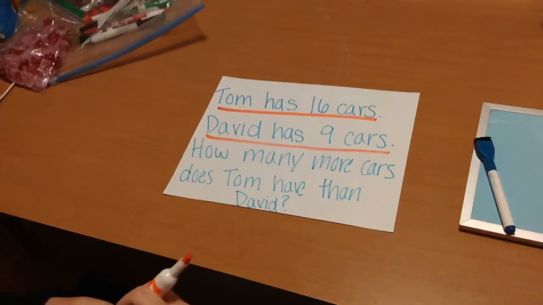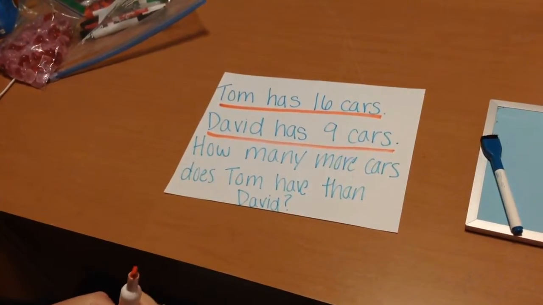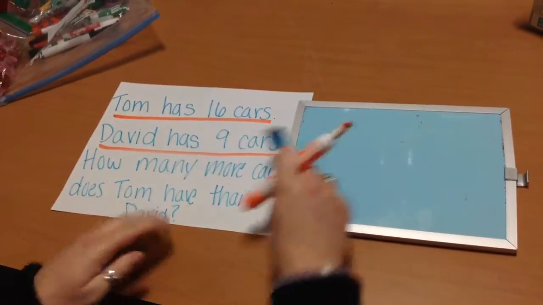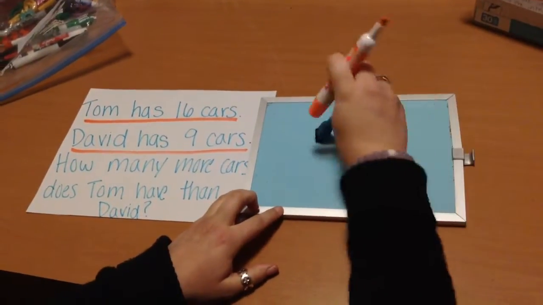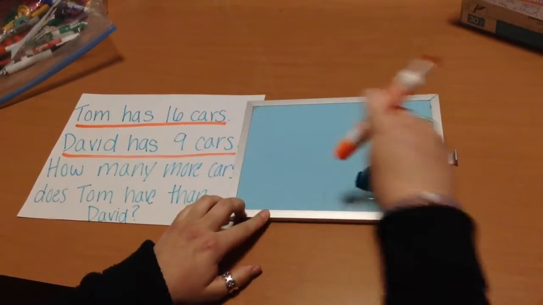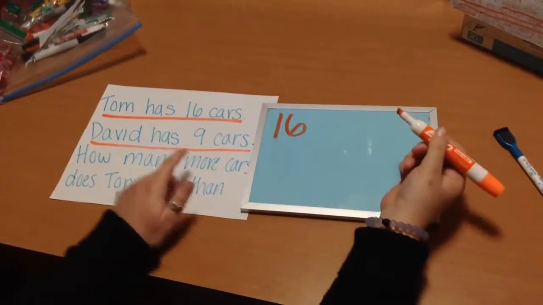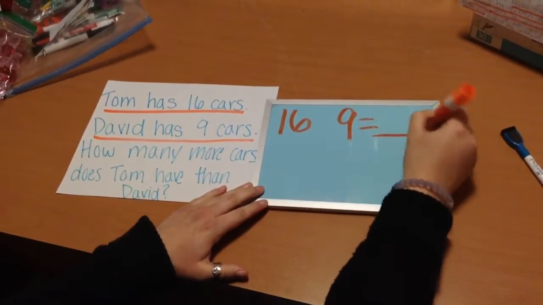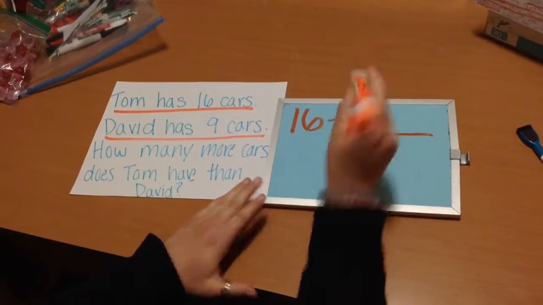So in this case, we're comparing how many cars David has to how many cars Tom has. So we know that's a comparing problem. And when you're comparing, you have to use subtraction to figure out the difference between the amount of cars each person has. So we know that Tom has 16 cars and David has 9. And so we're trying to figure out how many more cars Tom has than David, so we know we're subtracting.